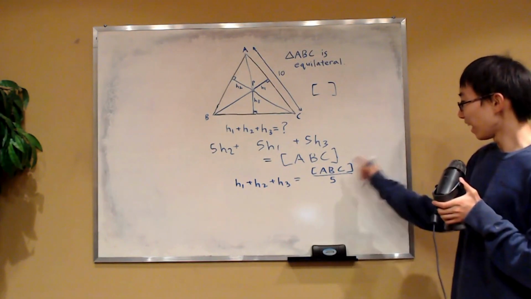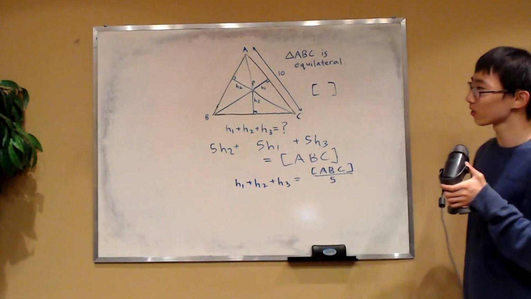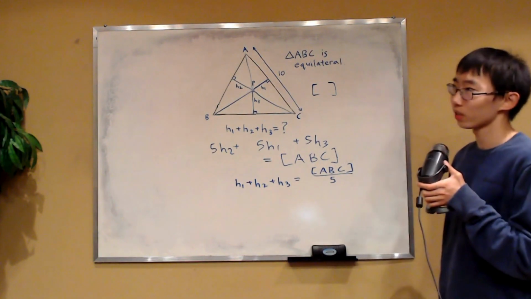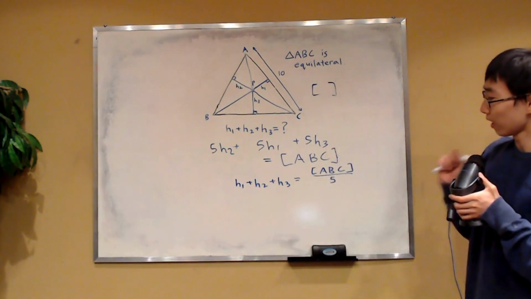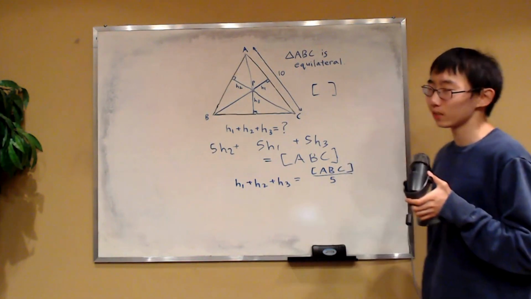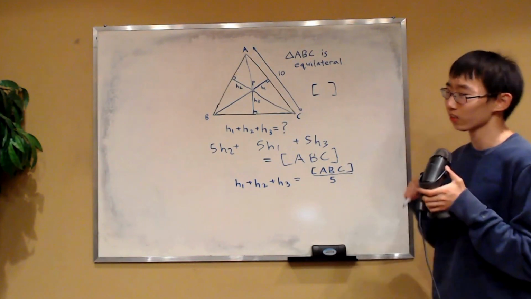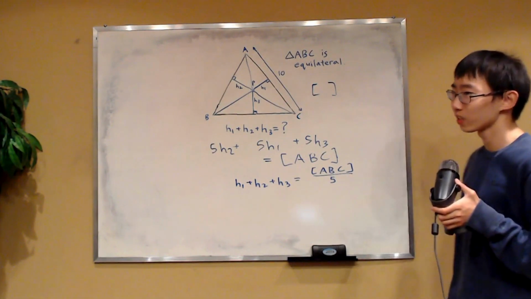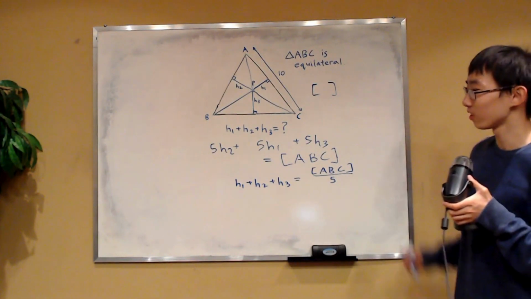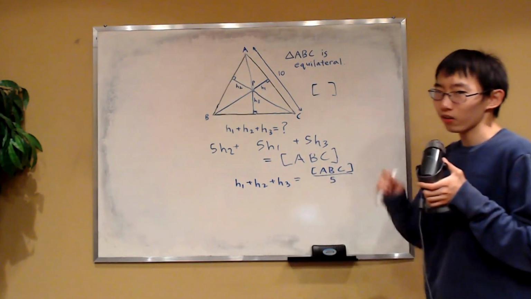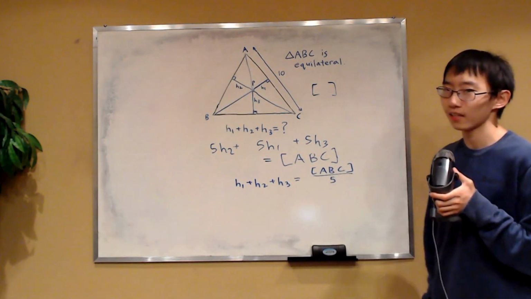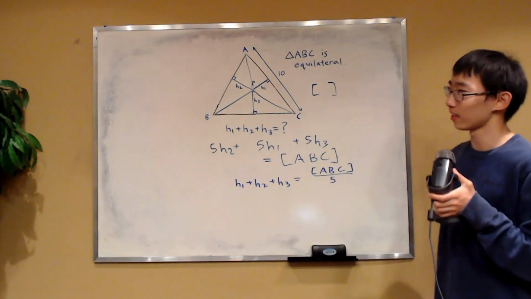However, ABC is a known triangle. It's an equilateral triangle with side length 10. And there are a million ways in which we can get the area of an equilateral triangle, given its side length. It's something that becomes second nature once you do a lot of geometry. However, I'm going to get the area in a way that I think everyone should understand.